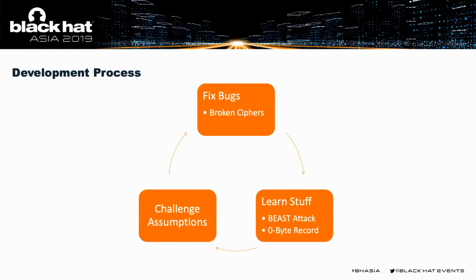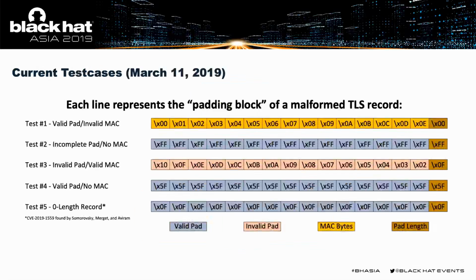After August, I spent some time working on this. I found some bugs in my code, fixed some problems with edge cases related to certain ciphers being selected, and I also expanded my knowledge about padding oracles. I learned more about the Beast attack, and I learned from colleagues at Ruhr University Bochum about an OpenSSL flaw involving a 0-byte record. And finally, I challenged some of the assumptions that I made about how these things work, and I came up with an additional test case and also expanded some of my other test cases.